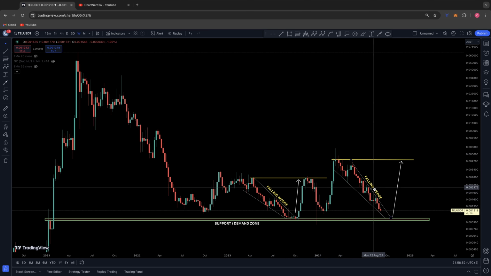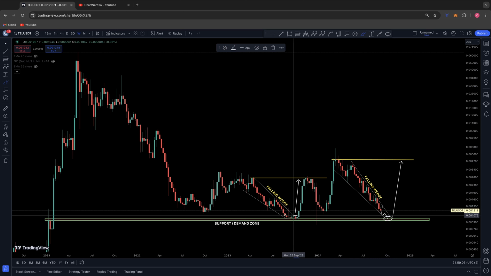So right now it would be nice to see TEL coin over the coming weeks towards the end of September come back to this key level of support, right, which has been tested multiple times. We had a wick down to it here in December of 23 as well. You know, we've come back to this level and it's been holding as a key level of support ever since August of 2023. So over a year now we've been holding this as a level of support.